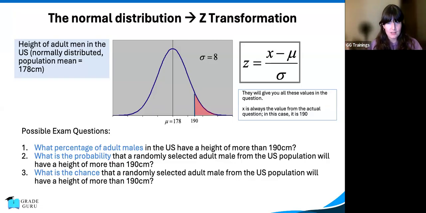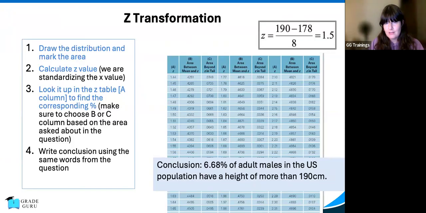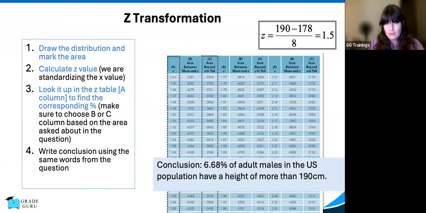It goes out into the tail, does it not? You can see that. That's why it's really important to draw this when you get this question. Because it's the area that goes into the tail, that is the reason that once you've found your Z value, you choose the C column.